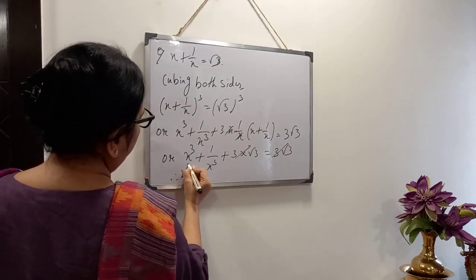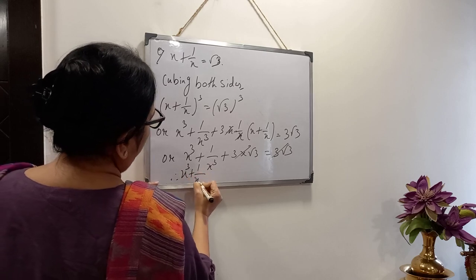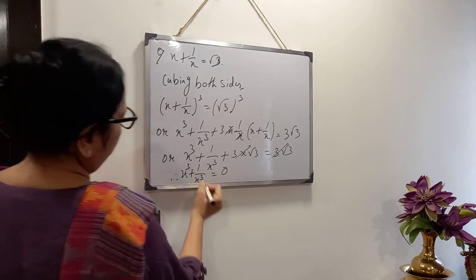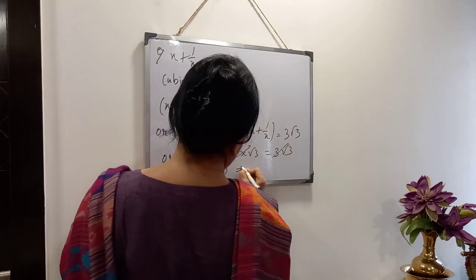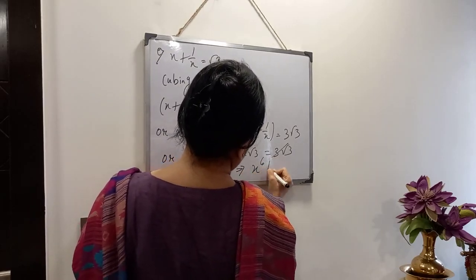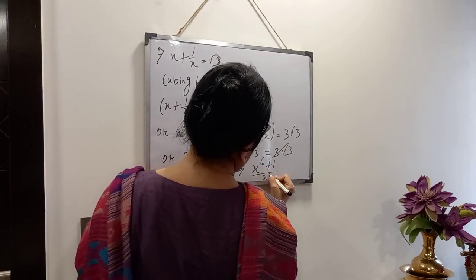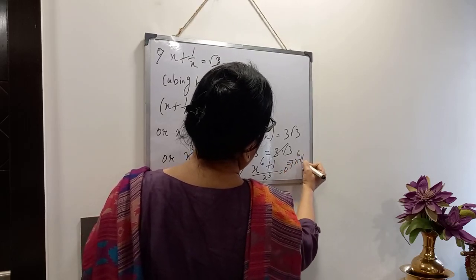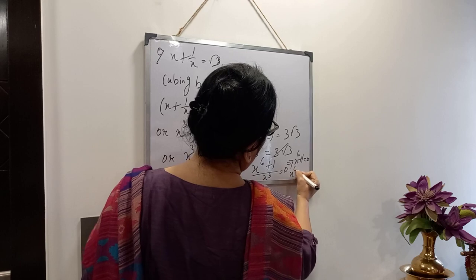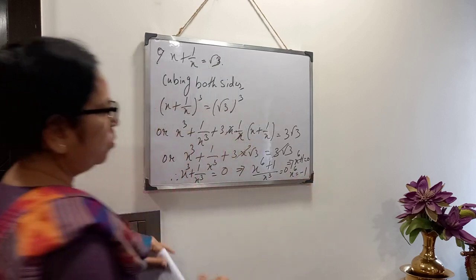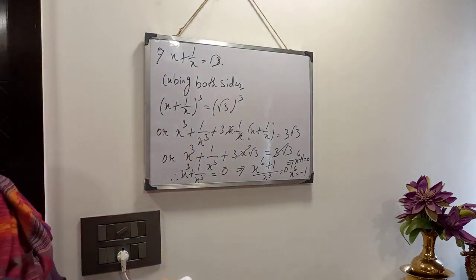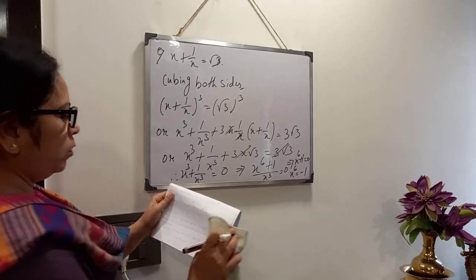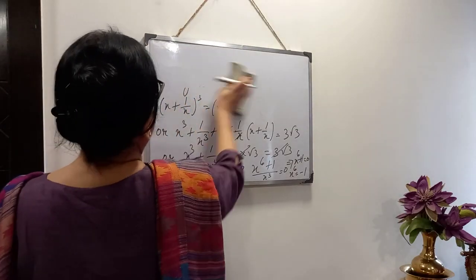So we are getting x cube plus 1 by x cube equal to 0. Now take the LCM. So it is coming x to the power 6 plus 1 by x cube equal to 0. That means x to the power 6 plus 1 is 0. X to the power 6 equals to minus 1. Clear? Now you have to calculate the value of a big term that is given.